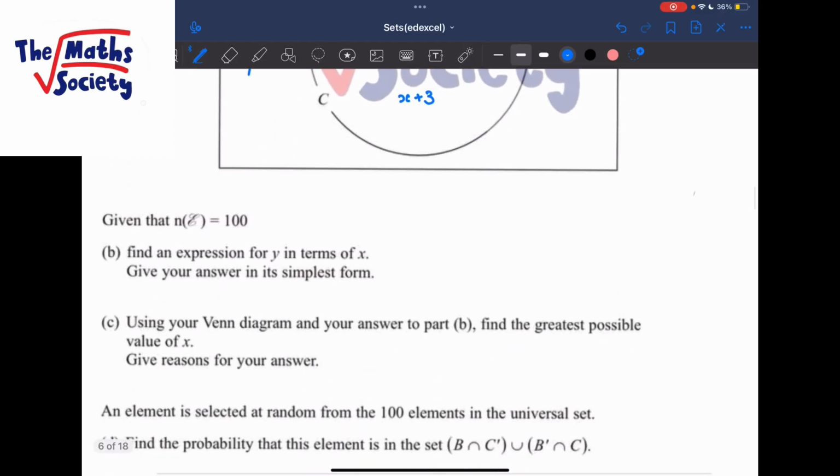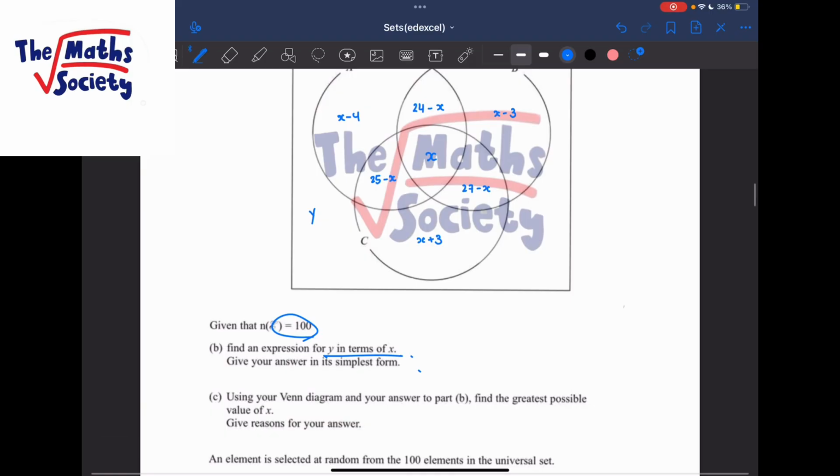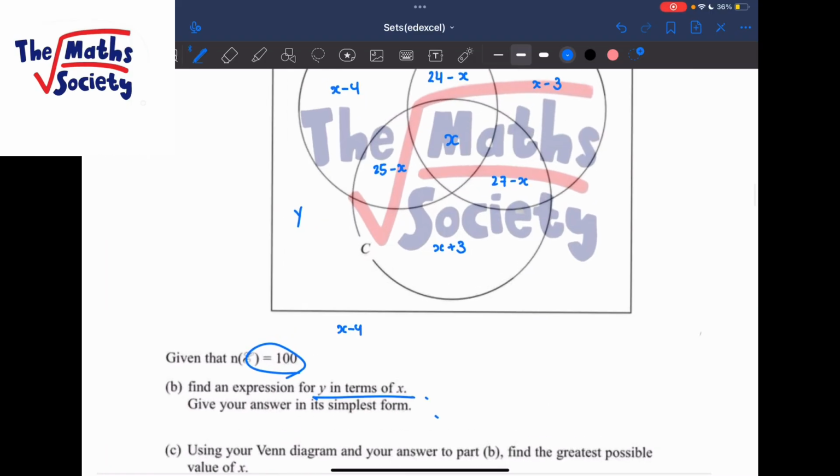And it says that given an expression for y in terms of x, give your answer in the simplest form. What we can do is, it says that it's already equal to 100, right? Which means we're going to have to write everything down. Let's start from the front: x minus 4 plus 24 minus x plus x minus 3 plus 25 minus x plus x plus 27 minus x plus x plus 3. And that's plus y equals 100, and then y is just going to be equal to 28 minus x. So that's y in terms of x.